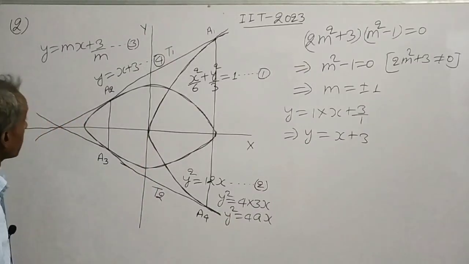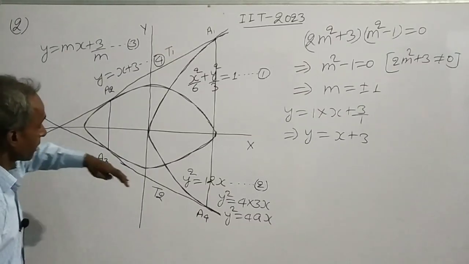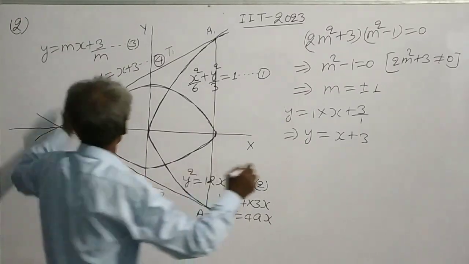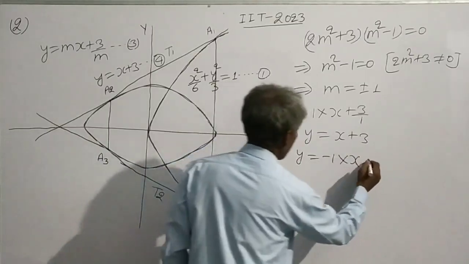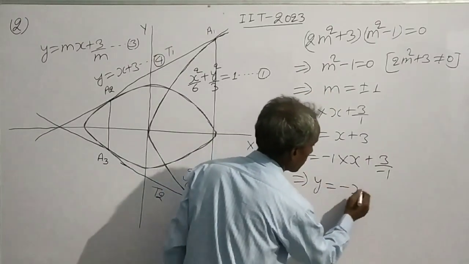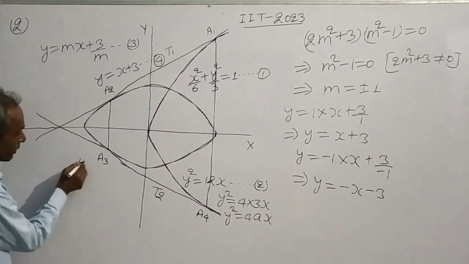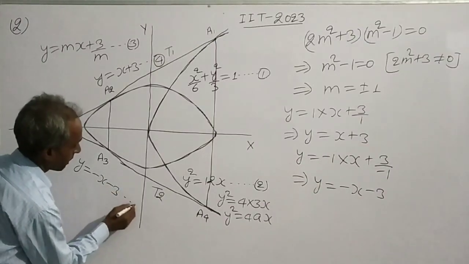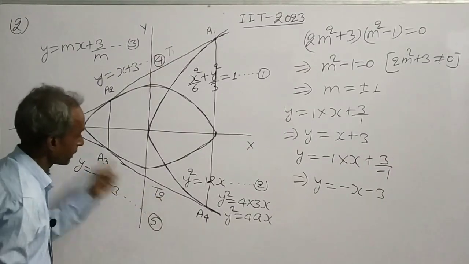When we put m is equal to minus 1 in this equation, we get the equation of common tangent T2: y is equal to minus 1 times x plus 3 by minus 1. This implies y is equal to minus x minus 3. This is equation number 5, the equation of this common tangent T2.